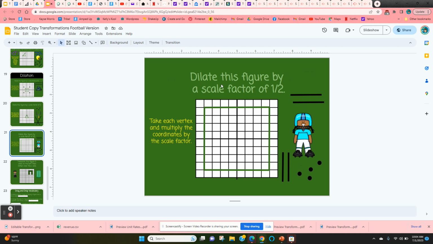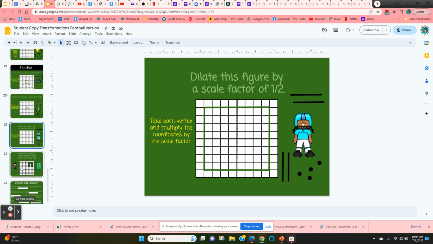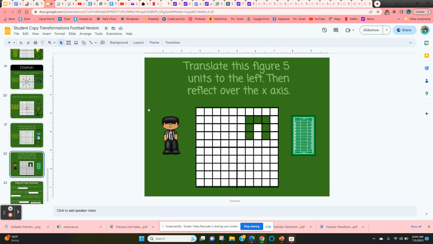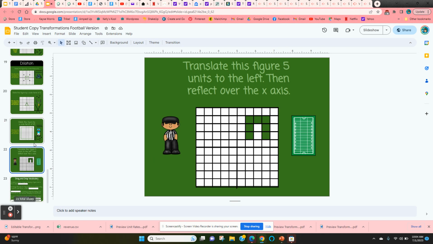And here we have a scale factor of 1/2, which means it's now going to be smaller. And you're going to take each of the coordinates and divide by 2. The final transformation will be to translate this figure 5 units to the left and then reflect it over the x-axis. So you've got 2 different transformations on one slide.